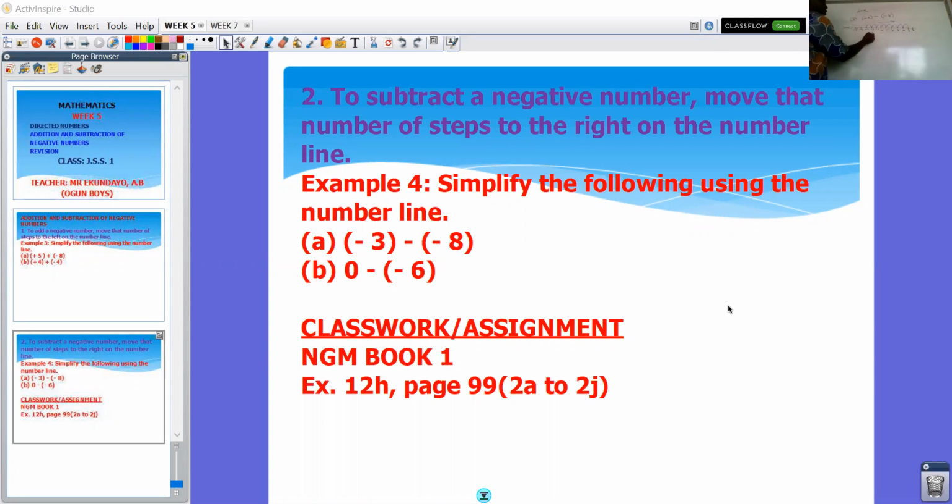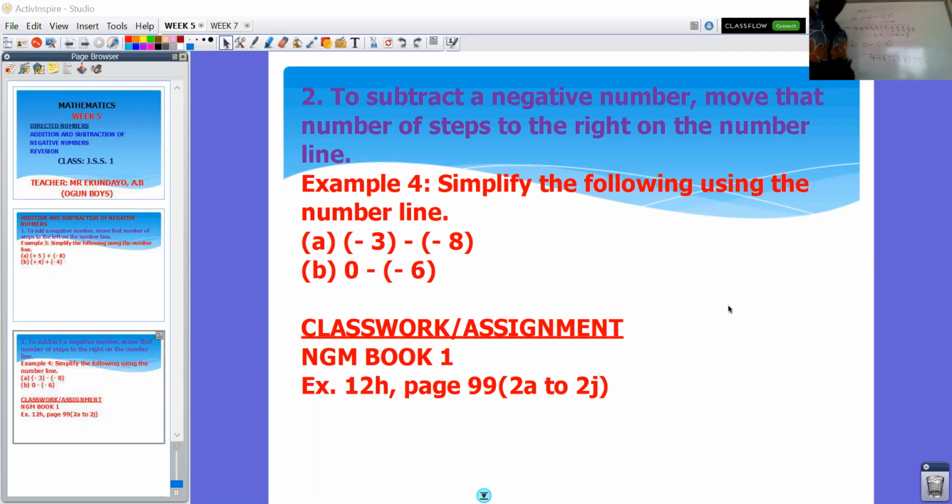Therefore, since that one is ending at 5, minus 3 minus 8 is equal to 5. That's my result. Then question B. We have 0 minus 6. This is the question. So 0, 1, 2, 3, 4, 5, 6, 7. Then we have minus 1, minus 2.